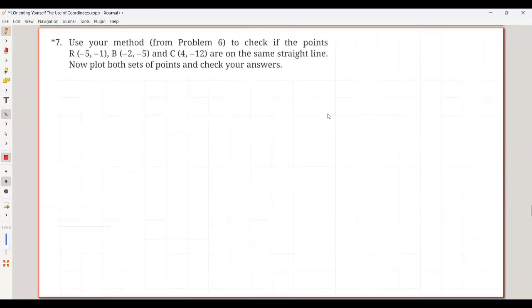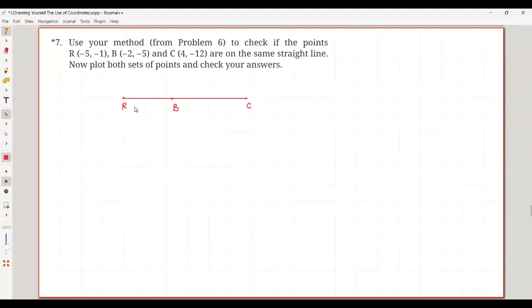Now question number 7. Use your method in problem number 6 to check if the points R, B, C are in the same straight line. Plot both sets of points and check your answers. The same condition, so we have to check the same collinearity. If they are satisfying the condition, they are lying on the same straight line, otherwise not. Then we have to plot the points and check the answer. First, I'm taking a straight line. This is R, the next point is B, and the next one is C.